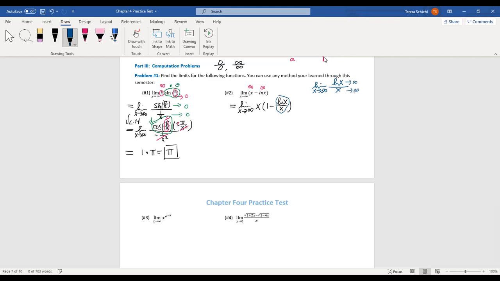Then we say, oh, this is L'Hopital's rule. So by L'Hopital's rule, I can say this is the limit as x approaches infinity, and I take the derivative. The derivative of natural log x is 1 over x, and the derivative of x is 1. So this will be the limit as x approaches infinity of 1 over x. Now, what is this one going to?